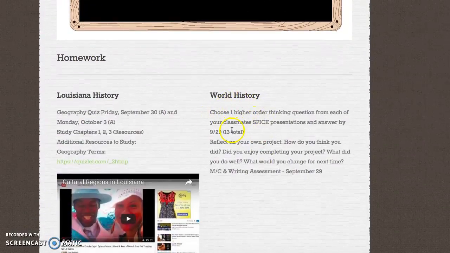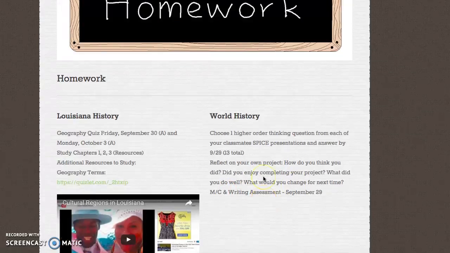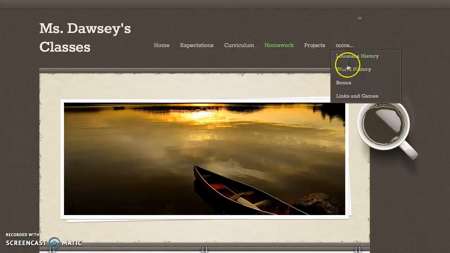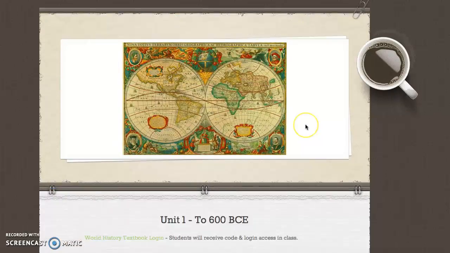So you can see right now they need to have a higher order thinking question from their classmates' spice projects answered. This I just wanted them to reflect on their own. They don't have to turn that in. And then you can see their multiple choice and writing assessment is September 29th. And then I have a ton of study materials under this world history section.